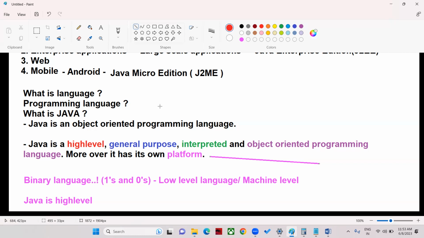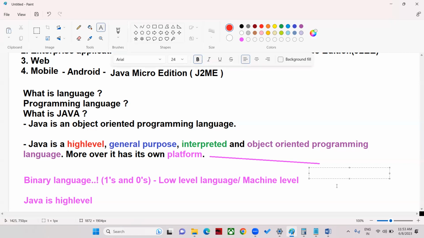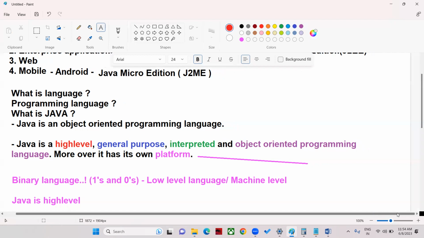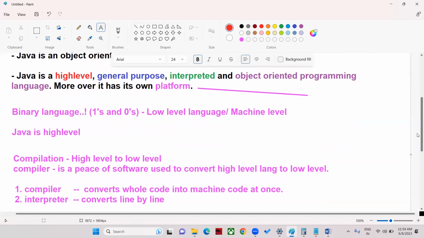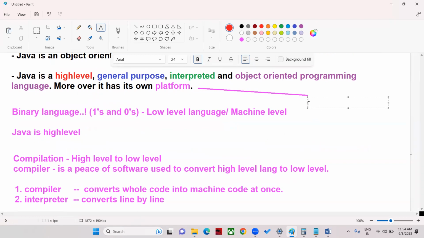So moreover, it has its own platform. What exactly does platform mean? Not like a railway station platform that you have seen. Platform means a place where a program runs is called a platform. Correct? A place where a program runs is called a platform.